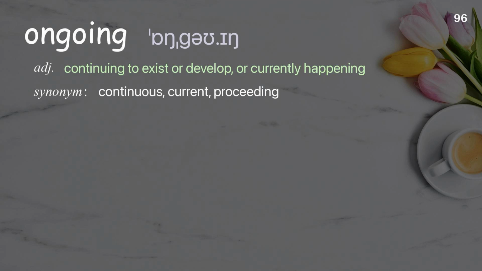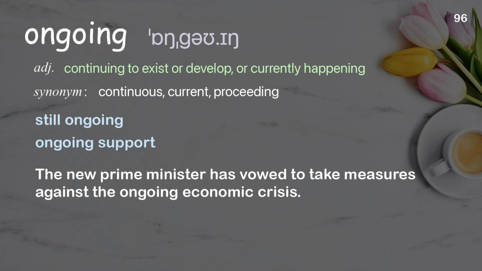Ongoing: Continuing to exist or develop, or currently happening. Examples: still ongoing, ongoing support. The new Prime Minister has vowed to take measures against the ongoing economic crisis.